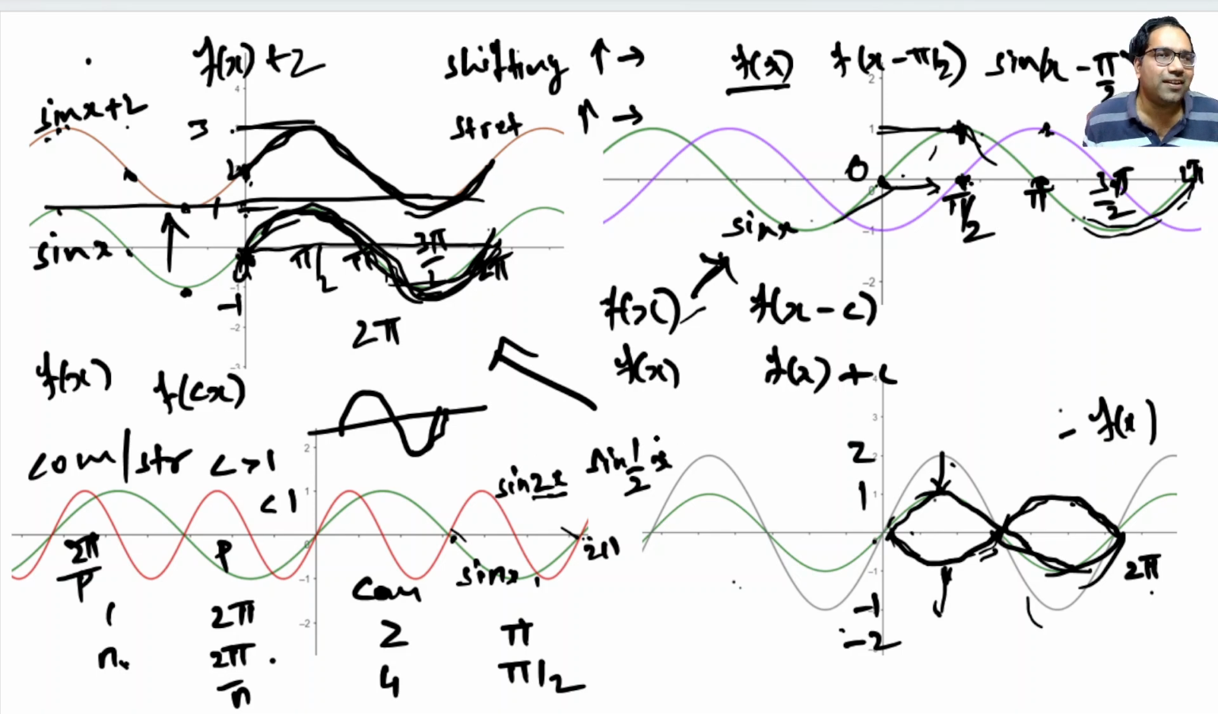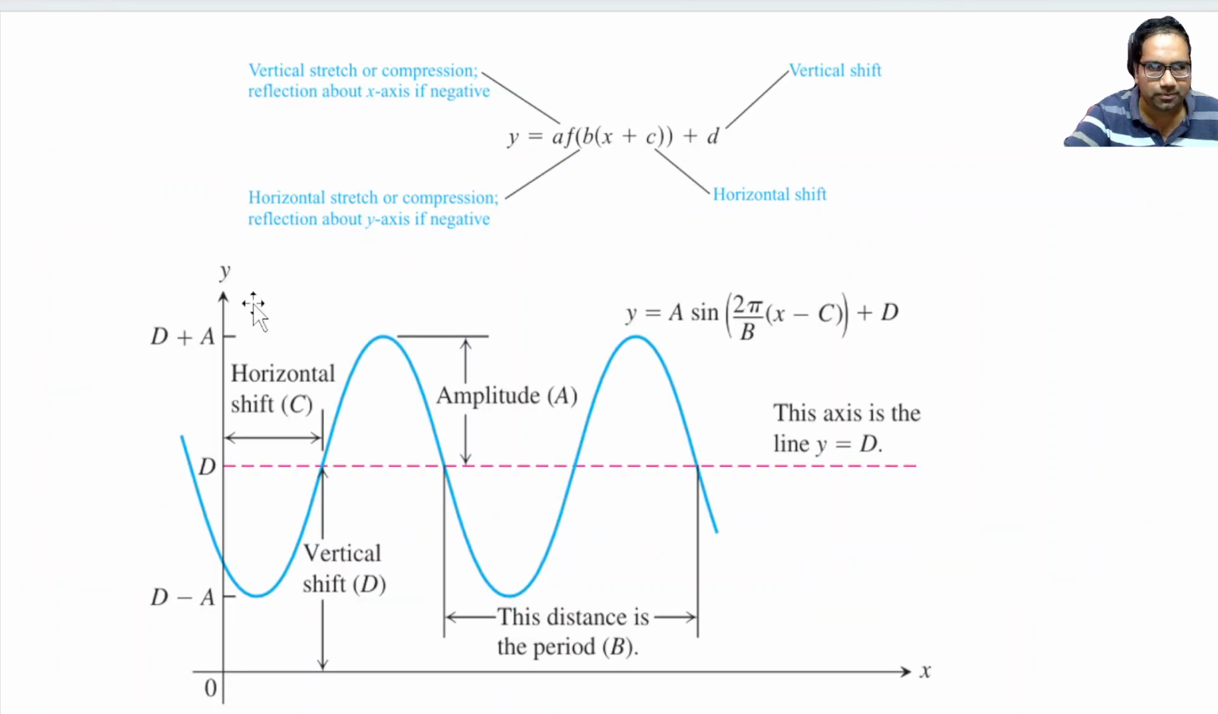Okay, so now we have understood shifting of graphs vertically and horizontally, and stretching of graphs vertically and horizontally. This is vertical stretching, this is horizontal stretching. Stretching means stretching or compression.